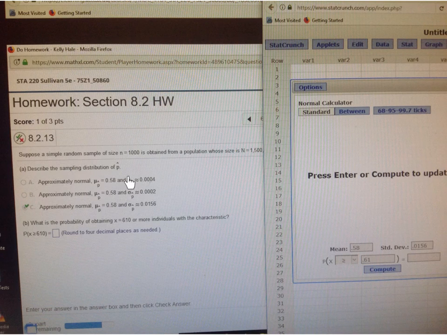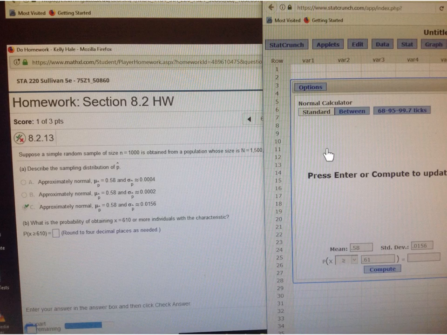Saw your question on the discussion board. This is a normal approximation, so you want to use the normal calculator. You can use StatCrunch, do it by hand, or use your calculator.